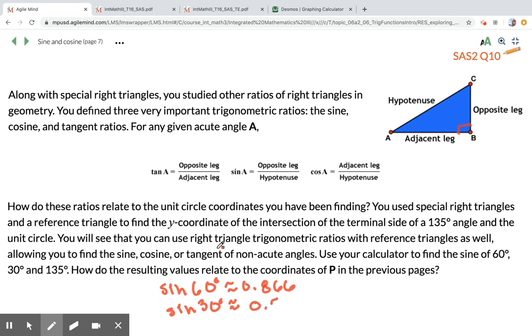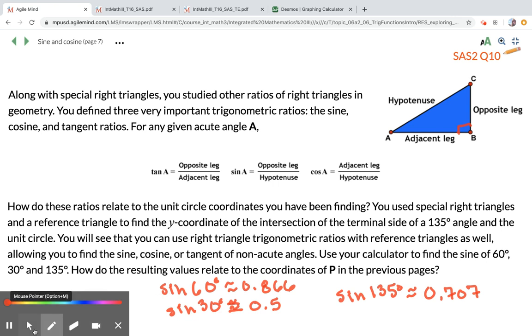And that's exact. That's not even approximate. And then, of course, last but not least, I'm going to do the sine of 135 degrees. So 135, find the sine, and I get, again, this should look familiar, 0.707. If you look back at your notes from the last lesson, these numbers are going to look really, really familiar to you. Because guess what, guys? These were your y coordinates.